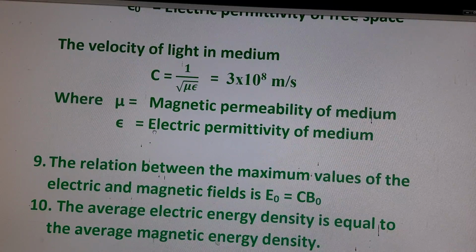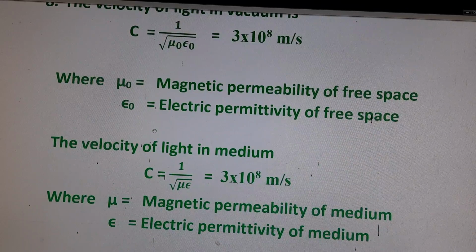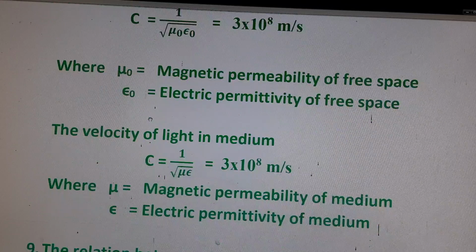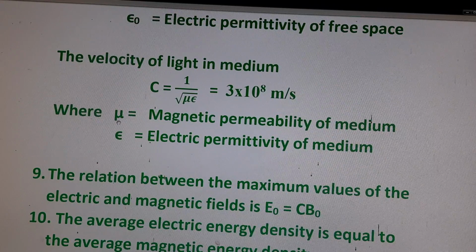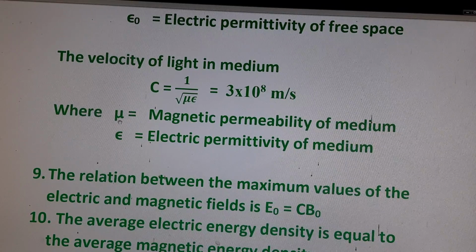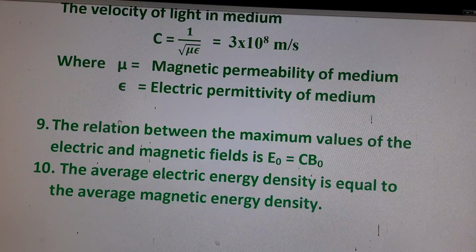In the above equation we can observe mu naught and epsilon naught, which means free space, vacuum. In the same manner we can take only mu and epsilon for any medium, where mu is the magnetic permeability of the medium and epsilon is the electric permittivity of the medium.